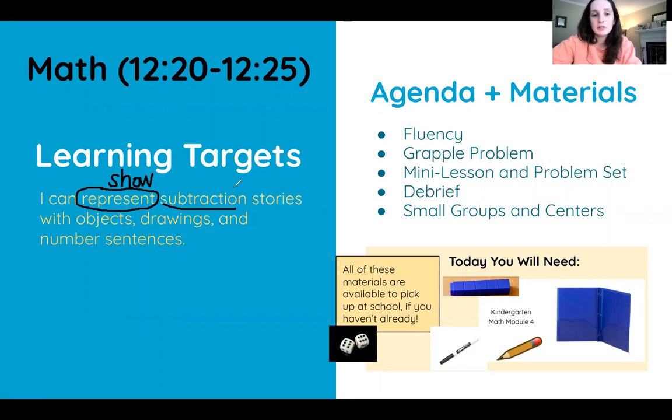Remember, subtraction means taking away. So we're going to be showing our takeaway stories using objects like cubes, using drawings, and writing number sentences. So by the end of today's lesson, you should feel comfortable using all three of those ways to show takeaway stories, okay? All right, let's get started.